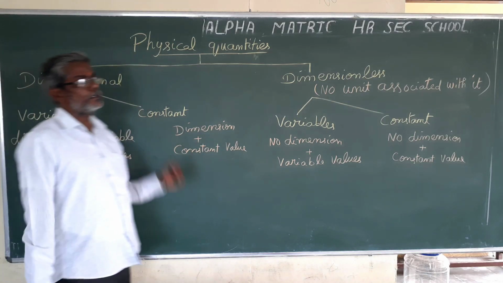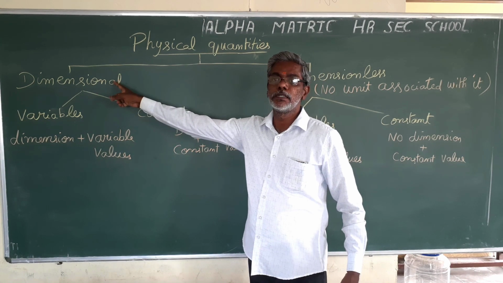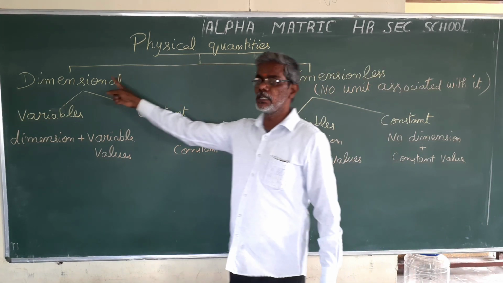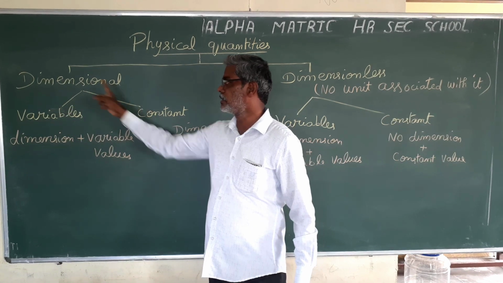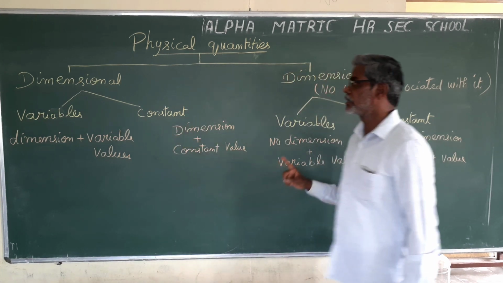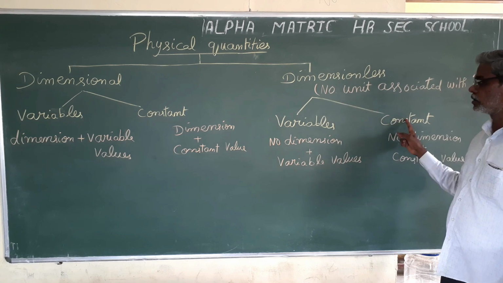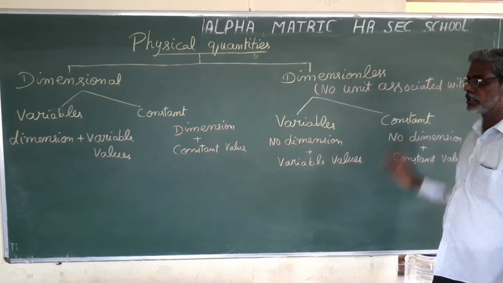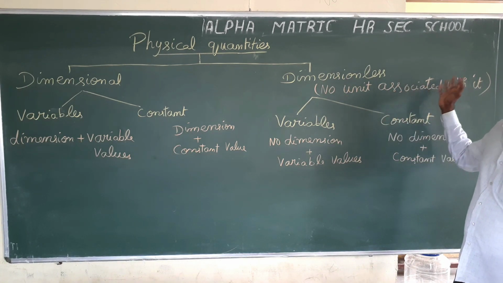Next we will see physical quantities. These physical quantities are classified into two types, dimensional and dimensionless. Dimensional is classified into two forms, variable and constant, that is dimensional variables and dimensional constants. Like that, dimensionless is classified into two types, variables and constants, that is dimensionless variables and dimensionless constants. Dimensionless means no unit is associated with it.